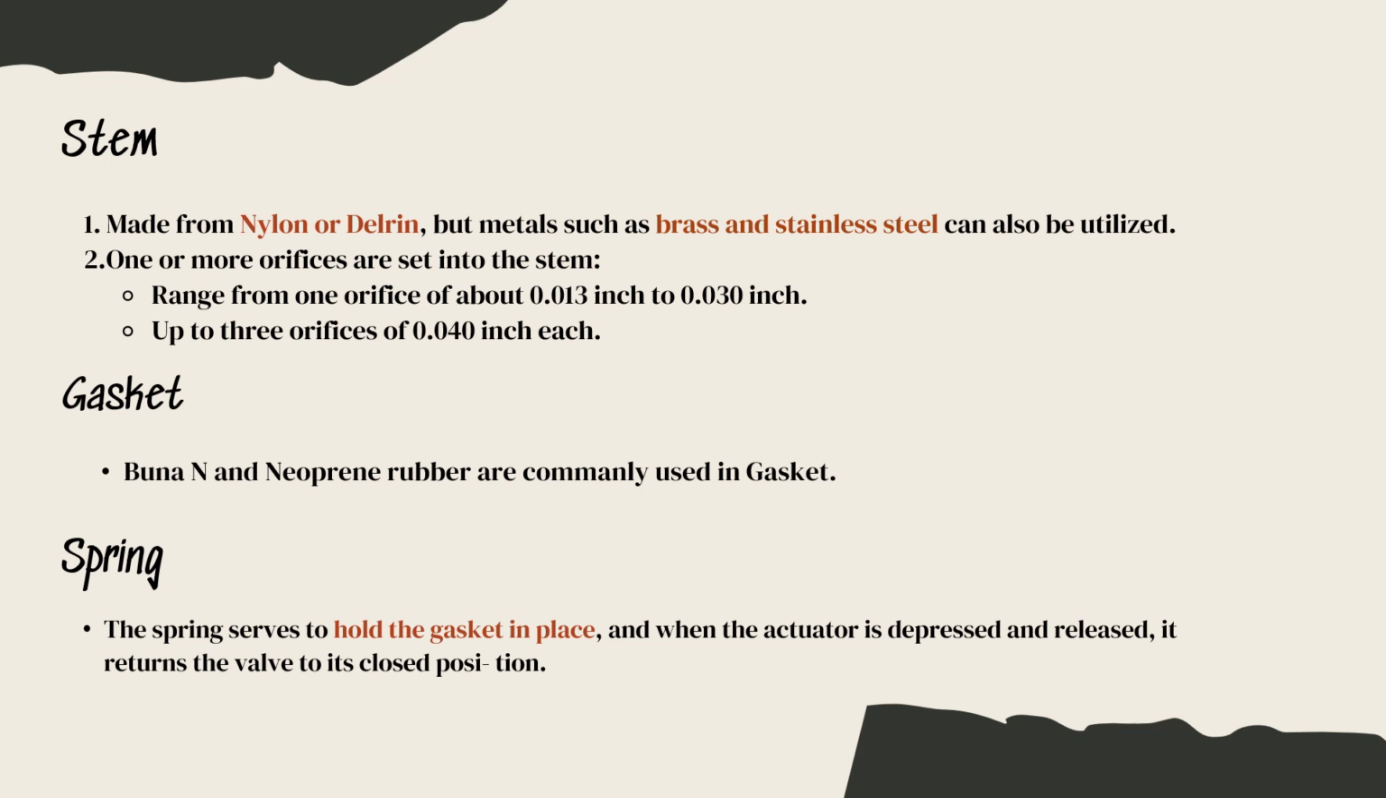गैस्केट जो होता है ब्यूना एंड नियोप्रीन रबर से बना होता है, कॉमनली यूज होता है गैस्केट. स्प्रिंग सर्व टू होल्ड द गैस्केट इन प्लेस, एंड व्हेन द एक्चुएटर इज depressed and released, it returns the valves to its closed position.